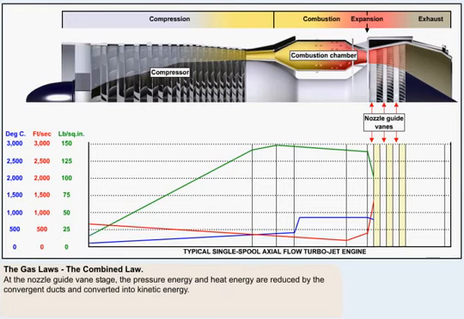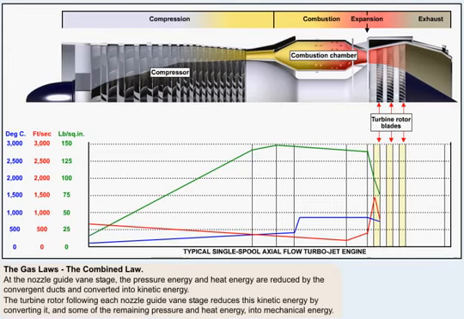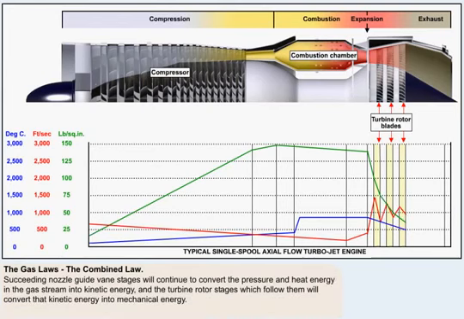At the nozzle guide vane stage, the pressure energy, and to a lesser extent the heat energy, are reduced by the convergent ducts, and converted into kinetic energy, which, as you can see, shows a dramatic rise. The turbine rotor following each nozzle guide vane stage reduces this kinetic energy by converting it, and some of the remaining pressure and heat energy, into mechanical energy. Succeeding nozzle guide vane stages will continue to convert the pressure and heat energy in the gas stream into kinetic energy, and the turbine rotor stages which follow them will convert that kinetic energy into mechanical energy.